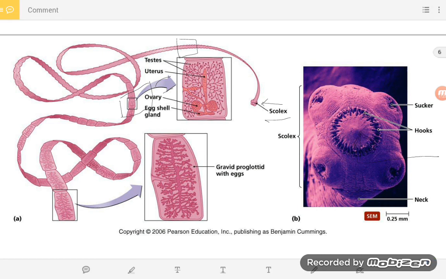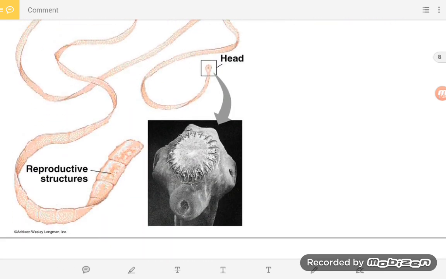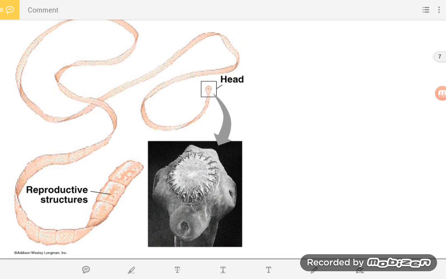And at the end of the head part, we can see the neck, right? This is also the same thing. Here you can see the anterior part, the head. You can see here the upper view. There are 4 suckers.